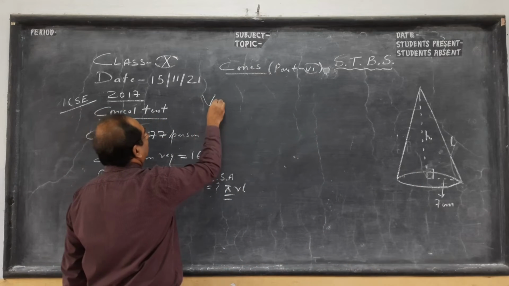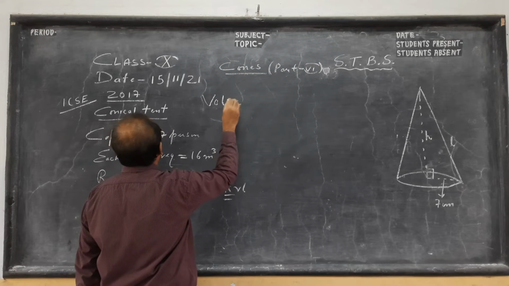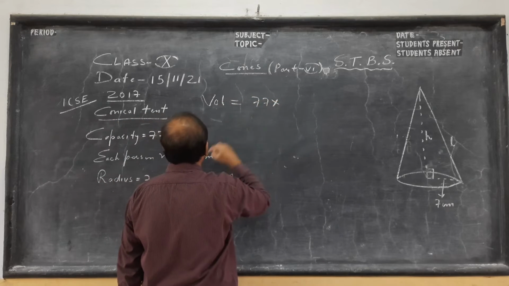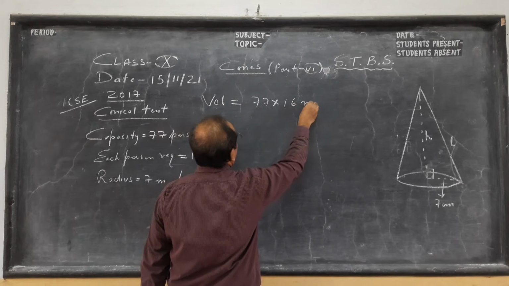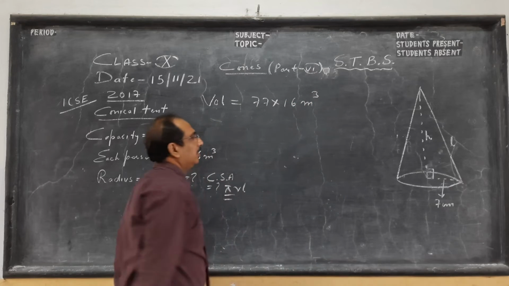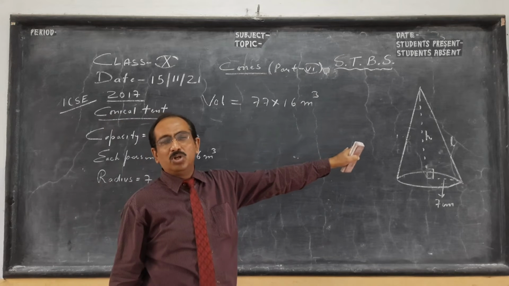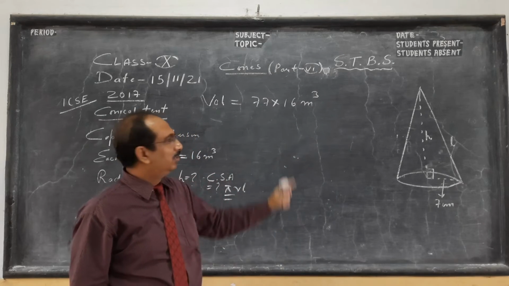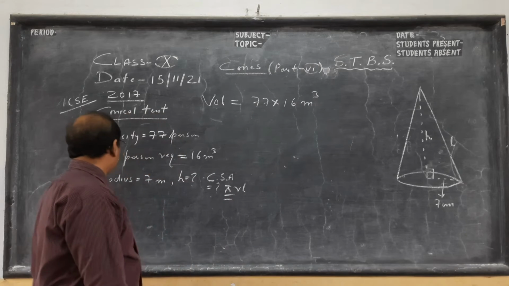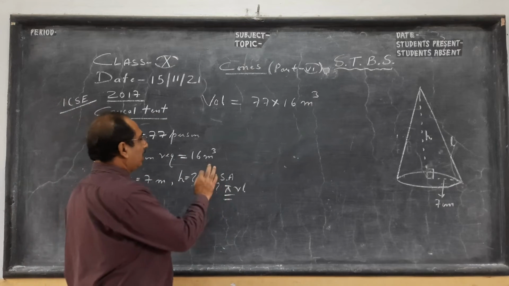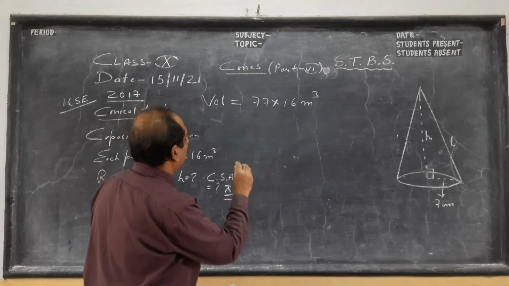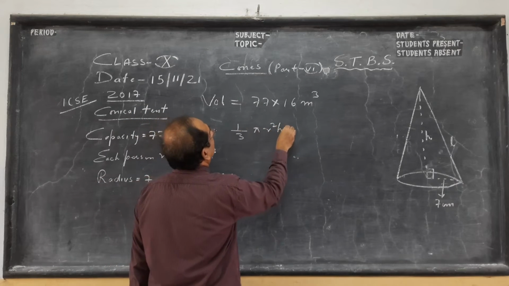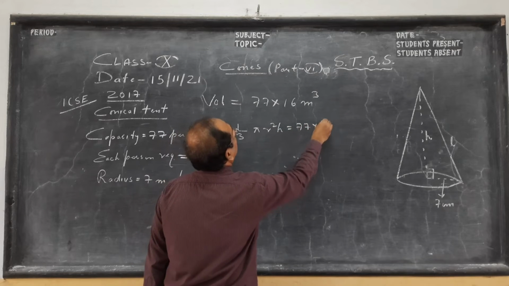So first, what is the volume of the cone or the conical tent? It is 77 persons, each requiring 16 meter cube of air. So the total volume of air is this much, and the volume of air will be equal to the volume of the cone. Very good question. Now we have to first get the height, so let the height be h. So we have 1 by 3 pi r square h is 77 into 16.